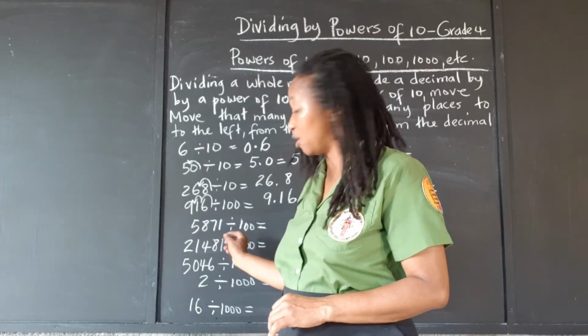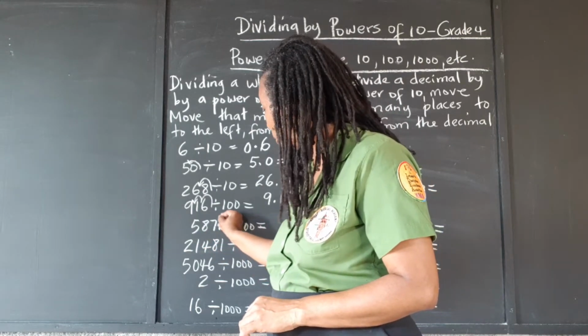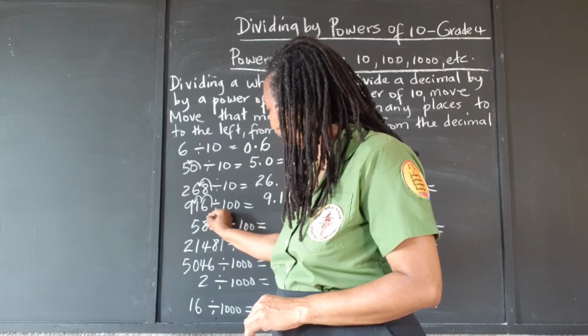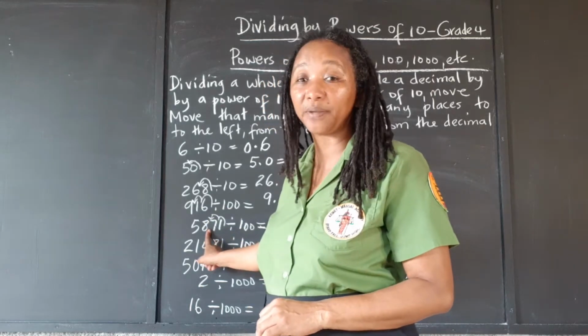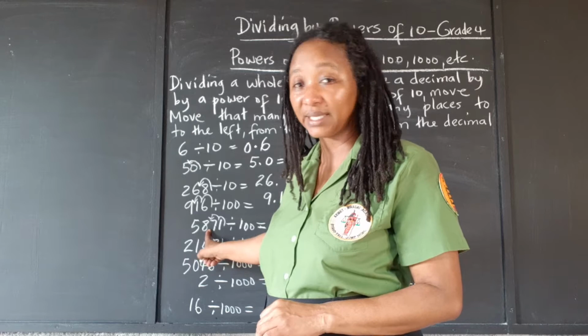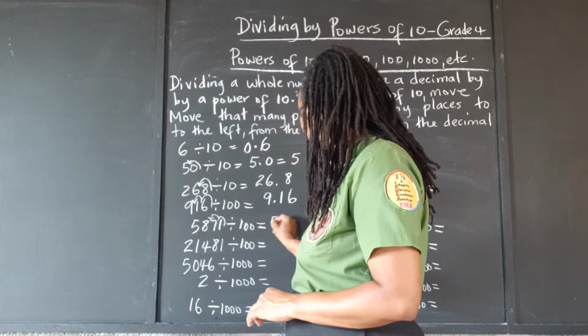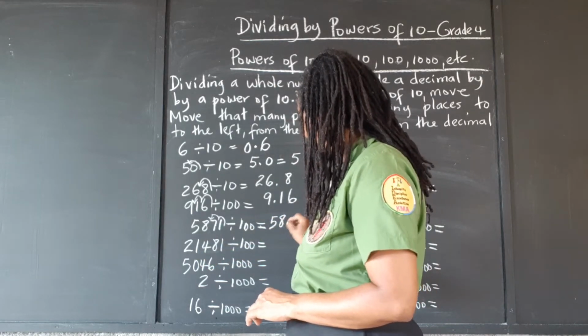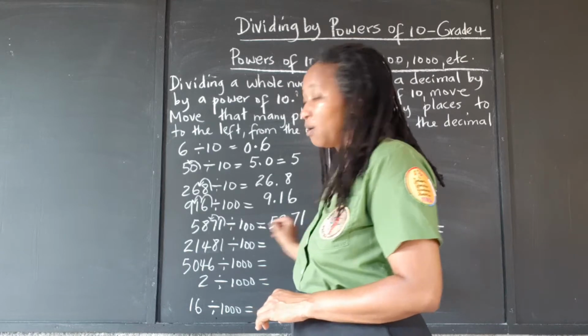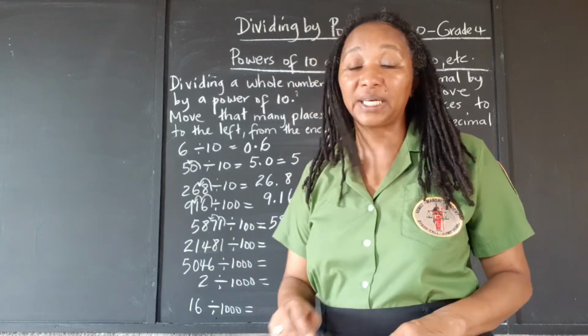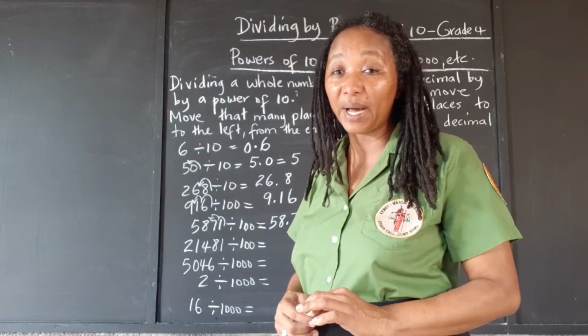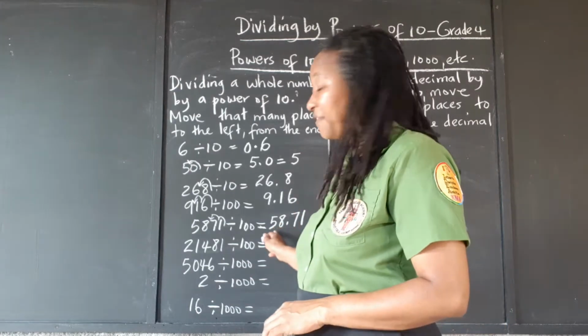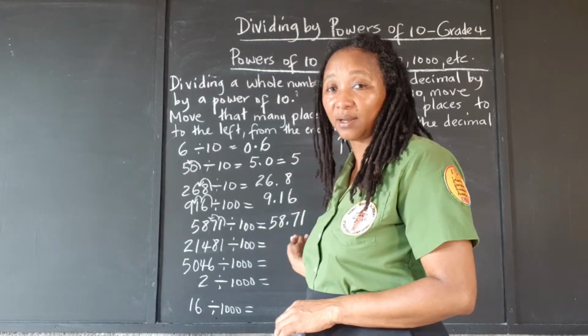5,871 divided by 100. We're starting here, we're moving 1, 2 places. It's going to take it between the 8 and the 7. So that's 58.71. 5,871 divided by 100 gives 58.71.